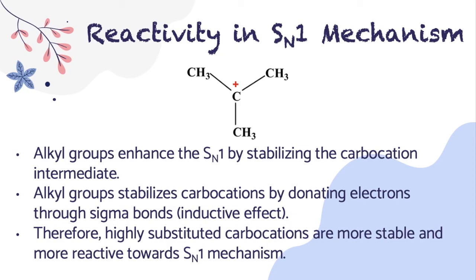It means the SN1 mechanism prefers a higher number of alkyl groups, so it will be less likely for the SN1 mechanism to happen in primary haloalkane. It won't happen in primary. So primary will prefer the SN2 mechanism, but tertiary haloalkane will prefer the SN1 mechanism.